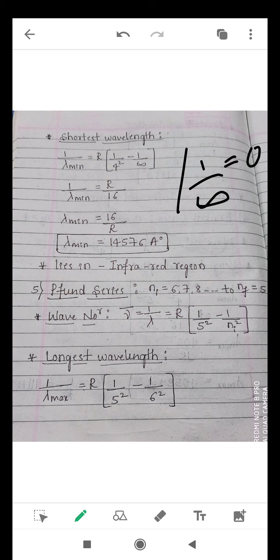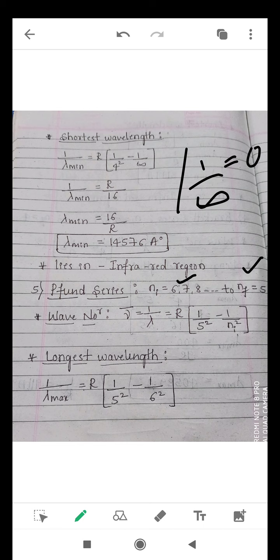The spectral lines emitted due to the transition of an electron from any outer orbit. Any outer orbit means Ni is equal to 6, 7, 8 and so on, to its fifth orbit. So that is Nf is equal to 5. So this spectral series is named as Pfund series. Now we'll get the equation for wave number. Mu bar is equal to 1 by lambda, using the Rydberg formula, R times of 1 divided by 5 square minus 1 divided by Ni square. Ni value is 6, 7, 8 and so on.